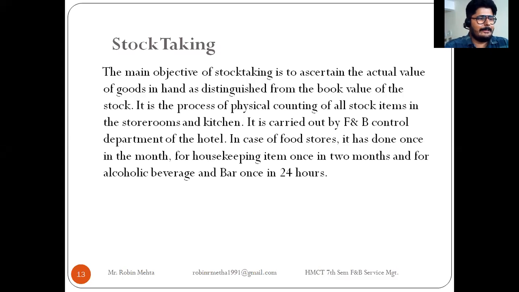Okay, and next, it is the process of physical counting of all stock items in the storerooms and kitchen. There are two types of inventory you all know about: physical and perpetual inventory. In physical inventory, we go to the particular area, department, or storeroom and count the particular items, and one person notes them down on paper. But in perpetual inventory, we take the stock register, the register which we already have, on which we recorded all the things.